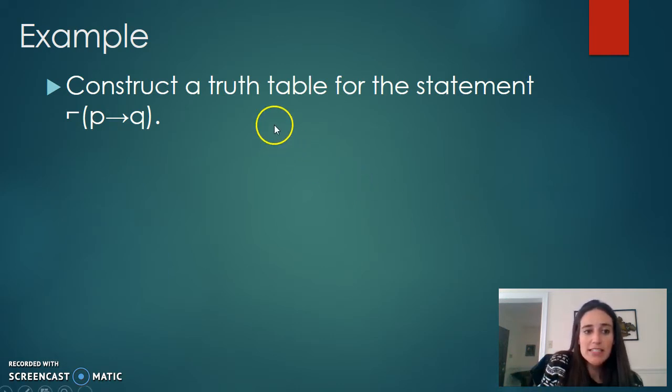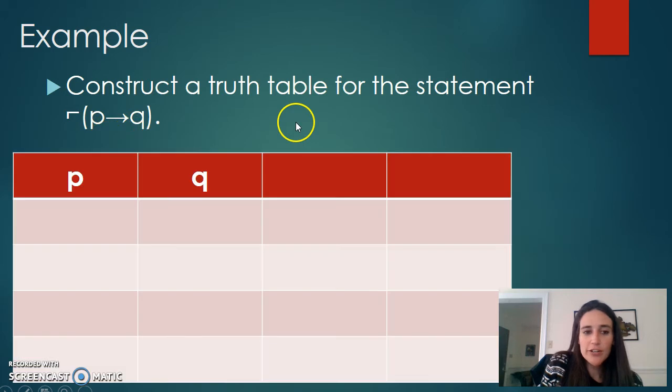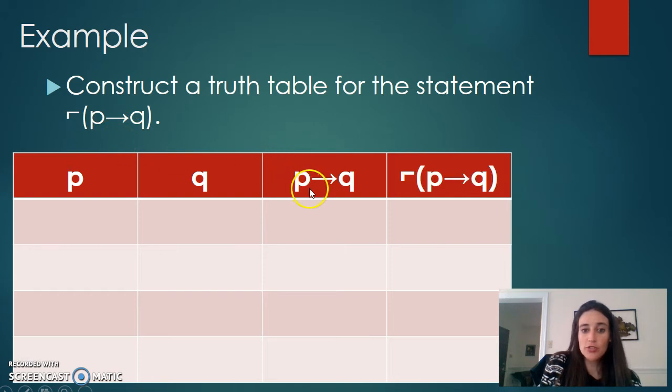So let's take a look in this example at the negation of P implies Q. So I have 2 letters here, P and Q, that I'm going to want to put in my table. So what other columns do I need to include in my table? Well, I've got P implies Q that I'll definitely need. And then I want to negate P implies Q. So those are the 2 columns I'll need. P implies Q, and then we'll negate that column to get our final answer.